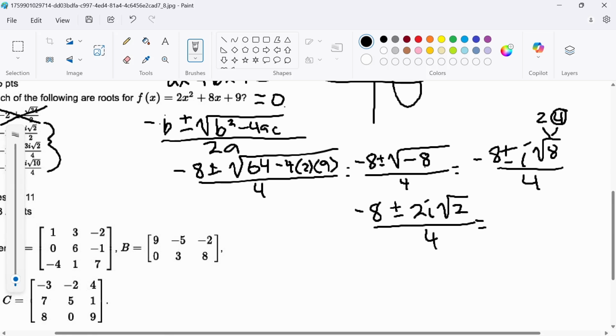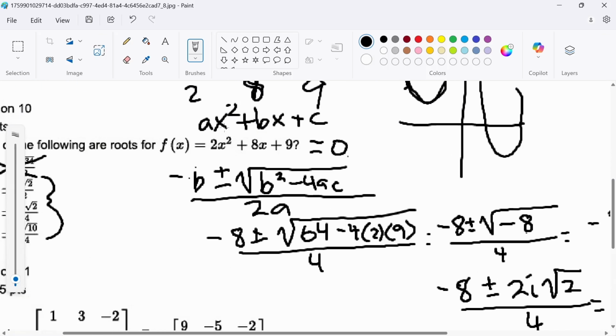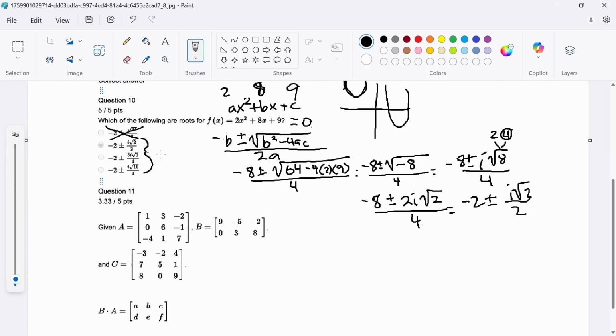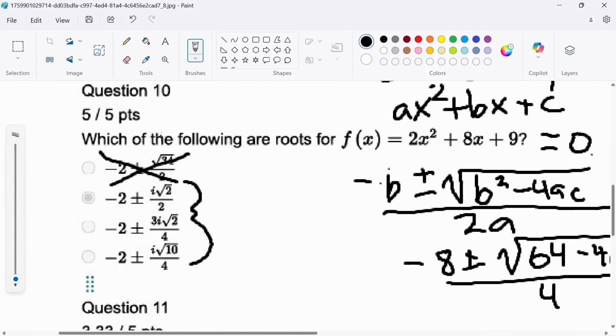And now I can separate this. Negative 8 over 4 is negative 2. 2 over 4 is 1/2. I'll just put 2 under there. 1 is understood. And this is i square root of 2. So negative 2 plus or minus i square root of 2 over 2. Let me zoom in. And that is this one.